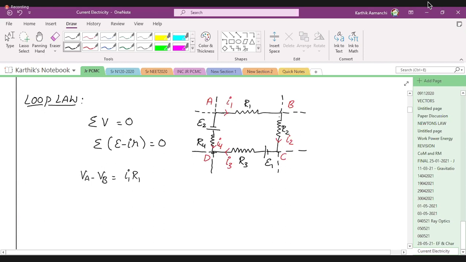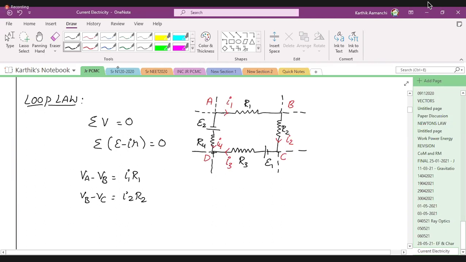Potential difference between A and B, I1 R1. Potential difference between B and C, I2 R2. Right? Now see, there is a cell here, there is a battery here. So from here to here, what will be your potential difference?